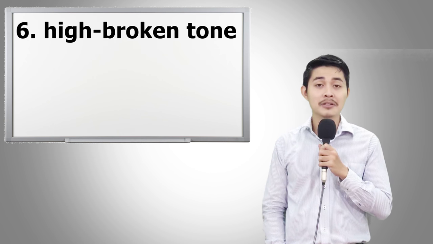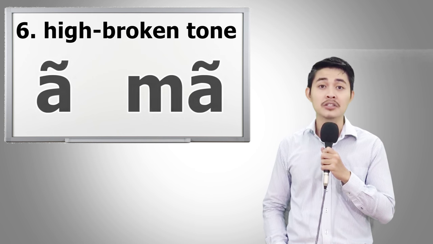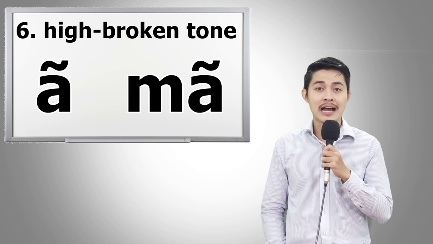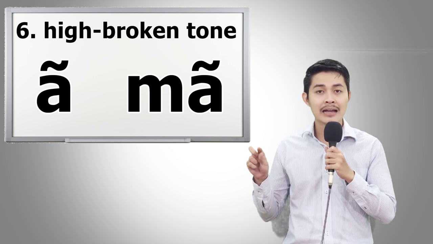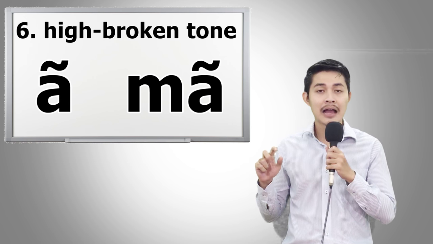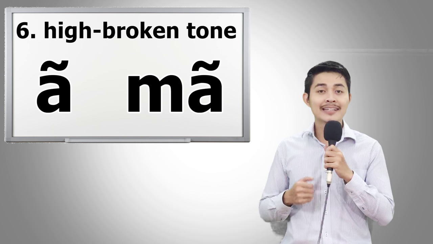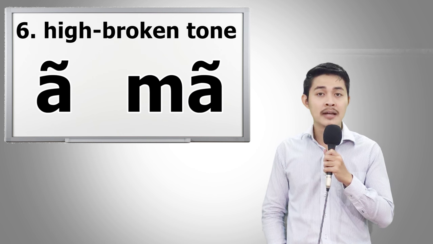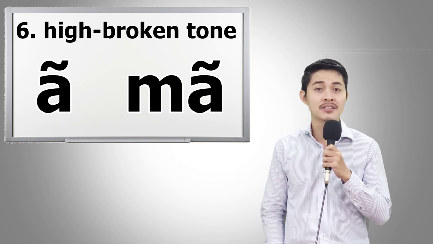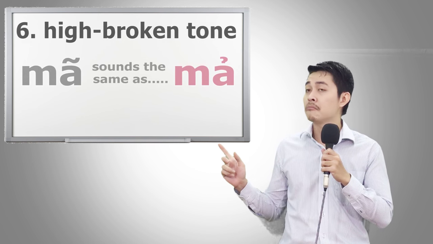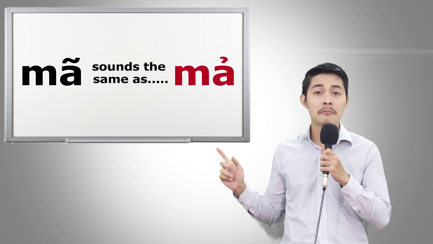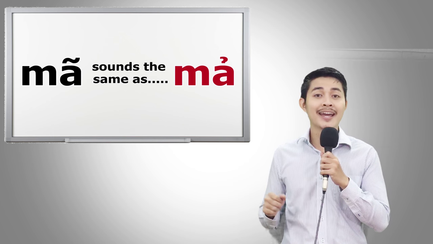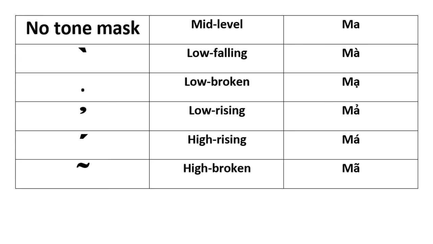The final tone I'm gonna tell you is the high broken tone. This tone is gonna sound like this. À, à, mã, mã. Luckily, in Southern Vietnamese, we don't use this sound. And this sound will be replaced by the low rising tone. That means mã becomes mả. Okay?